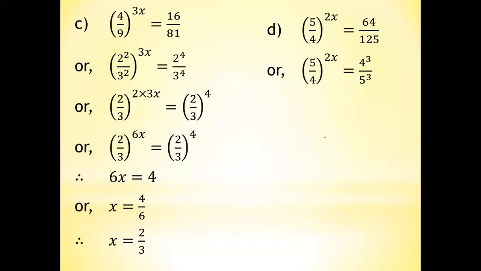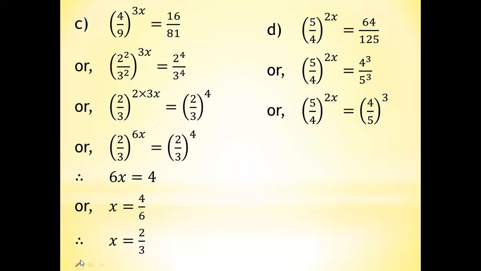As we know, we are not doing anything on the left-hand side, but 4 cube by 5 cube can be written as (4 by 5) whole cube. That's right. According to the power law, this power 3 can be taken out common. That's good. So (4 by 5) whole cube.